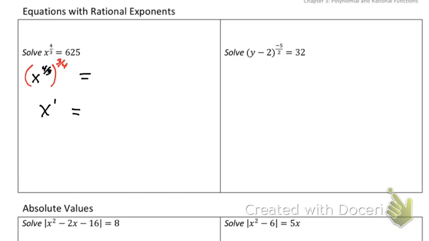Oh, I'm not allowed to just do one thing on one side. I have to do it to both sides. So I have 625 to the 3/4 power. And people, bring out your calculators, really good idea, because I don't know if you know this offhand. But go ahead and plug in 625 to the 3/4 power. What was that, 125? All right.